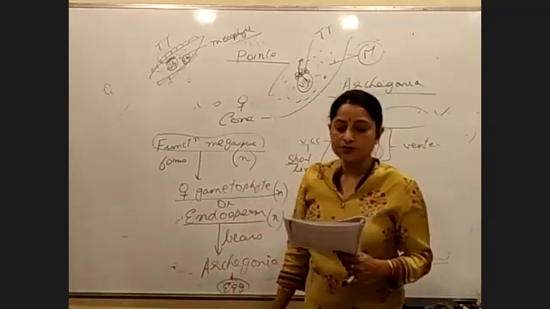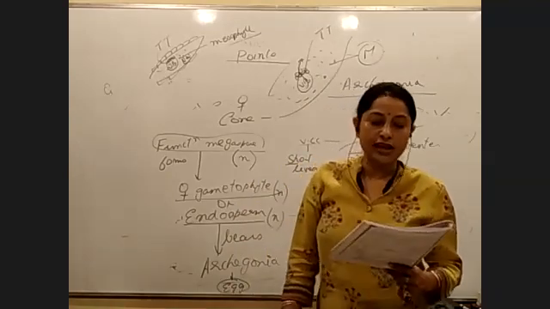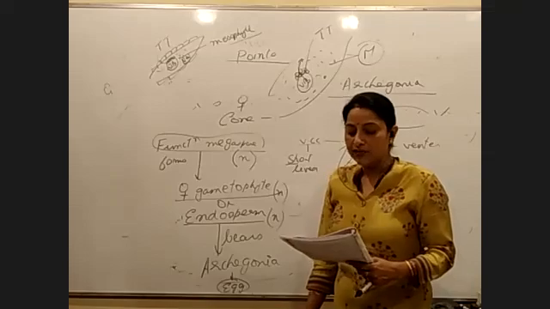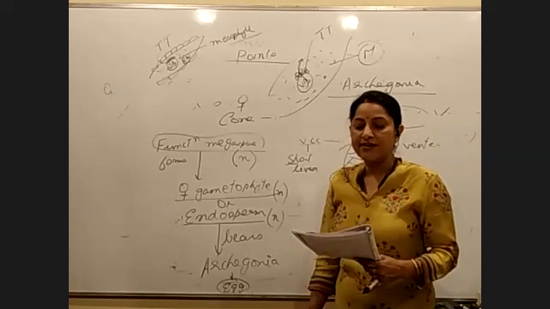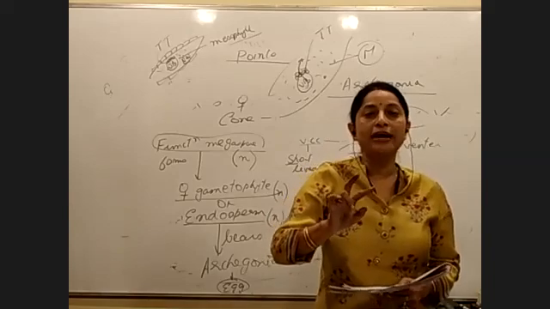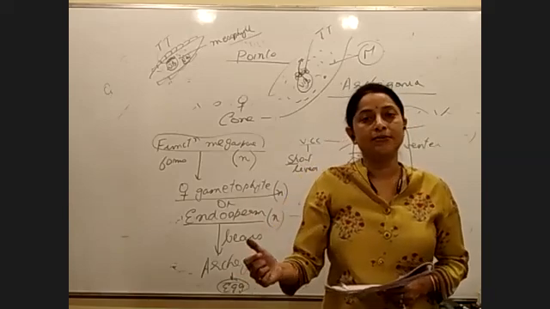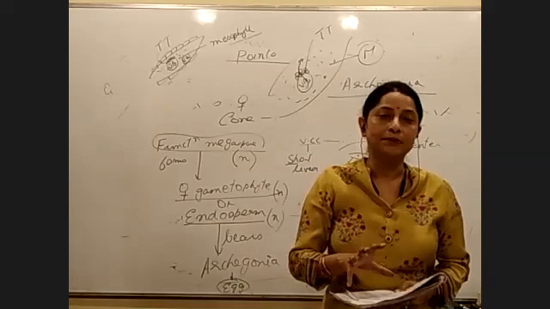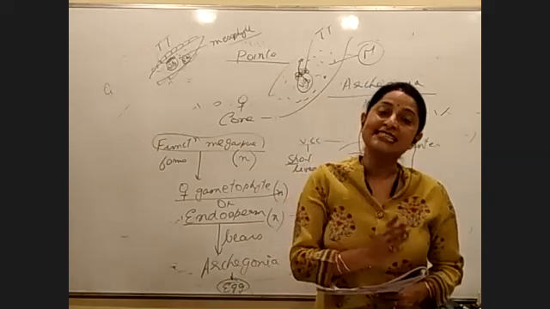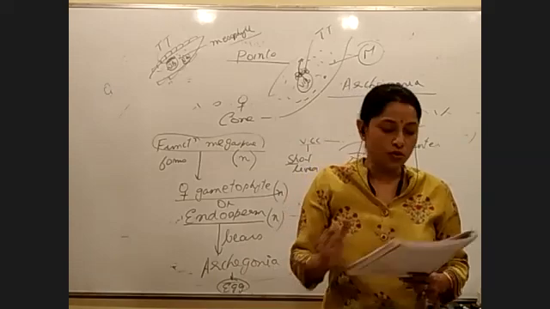The wood of gymnosperms is soft and it is called homoxylous, the wood in which vessels and fibers are absent. You will see wood in gymnosperms and in angiosperms. Wood is nothing but xylem, right? The wood in which vessels are absent is called homoxylous.